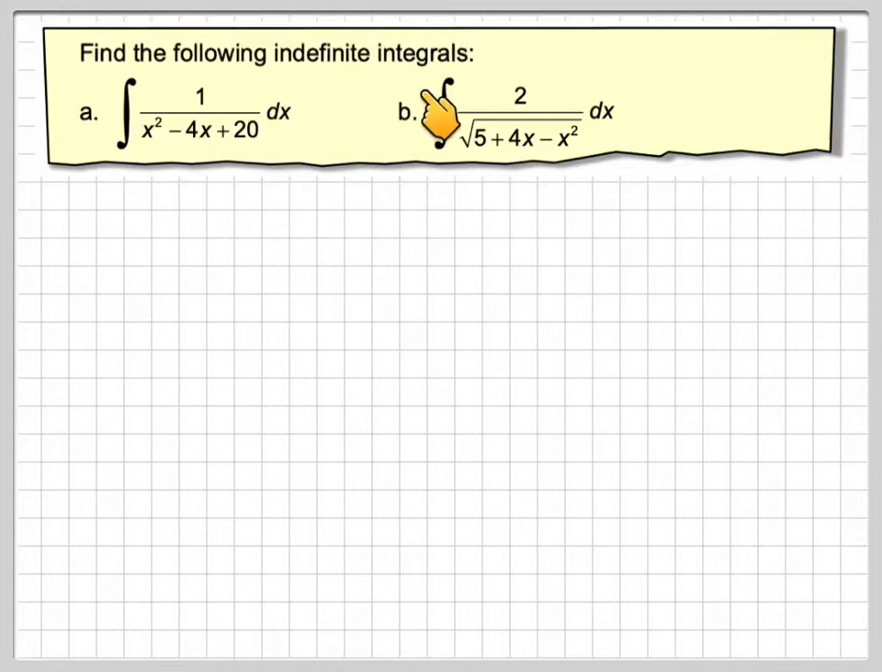Find the following indefinite integrals. So we've got the integral of 1 over x squared minus 4x plus 20 dx. Now here, this cannot be factorised.